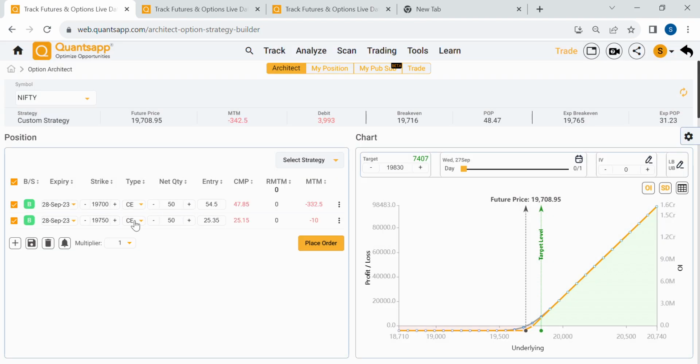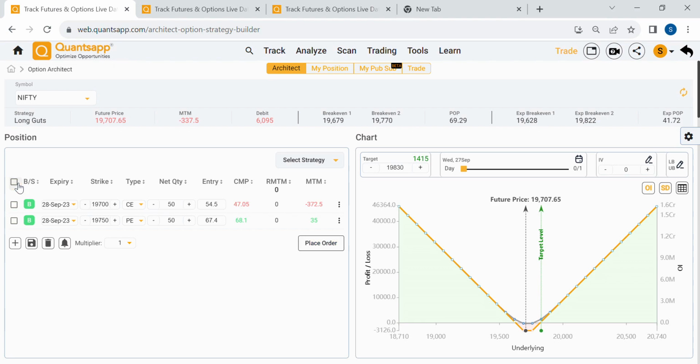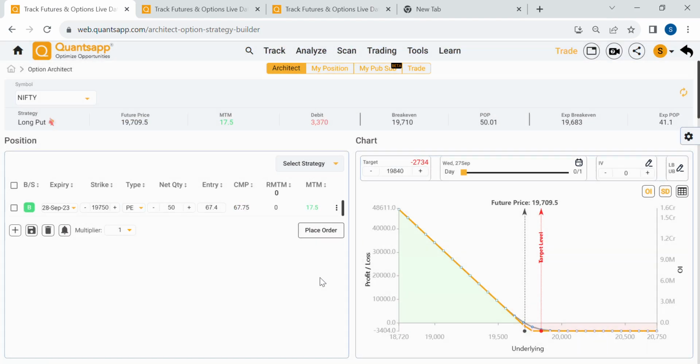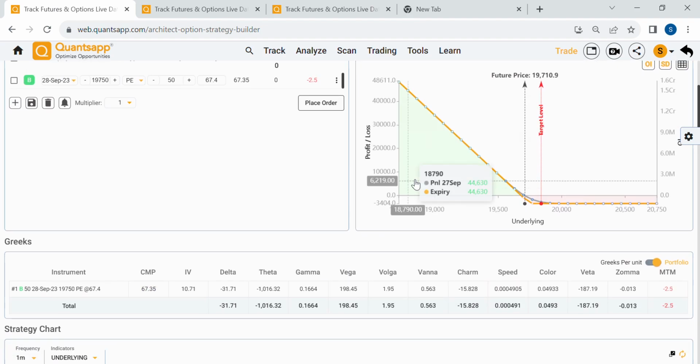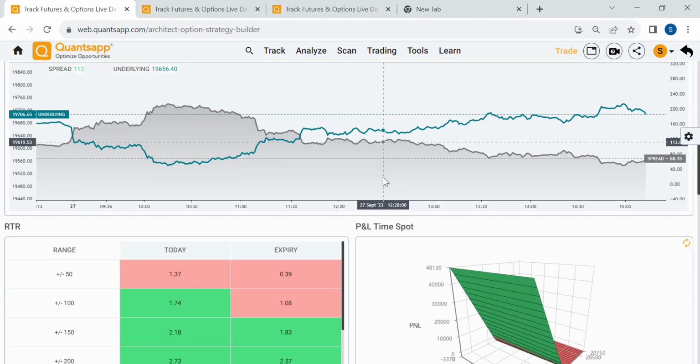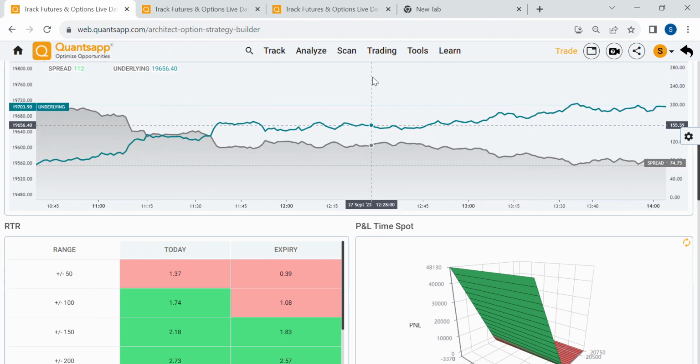Okay, and let's say I'll convert this to put and I'm deleting the first leg. So let's say this, I'm deleting it. 19700. So now this is a long put. Now this is again a long put, a bearish strategy. Over here again I can move my target level ahead or behind.